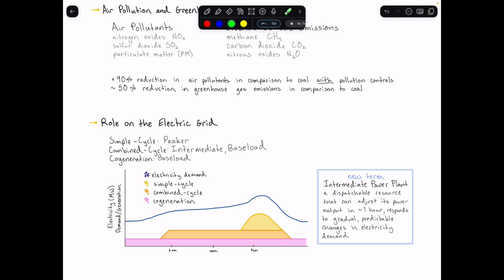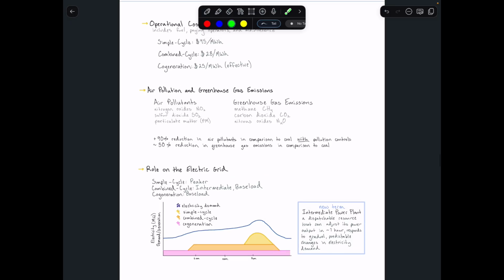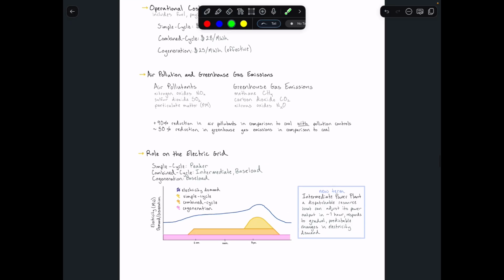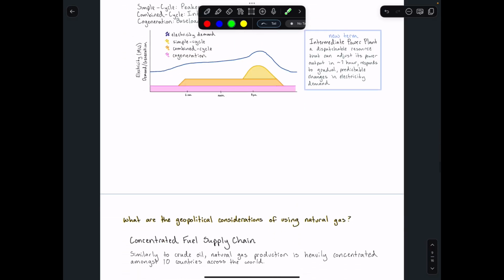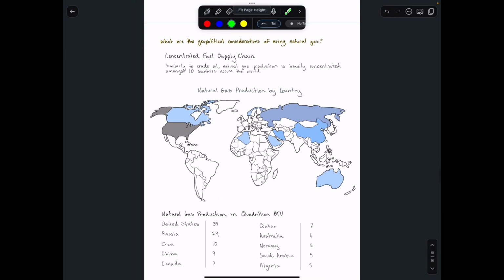Okay, so that's it for the characteristics of natural gas power plants. Now I'm going to start discussing the geopolitical considerations of using natural gas.